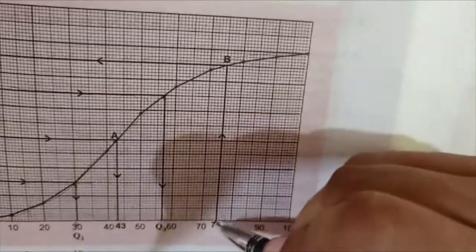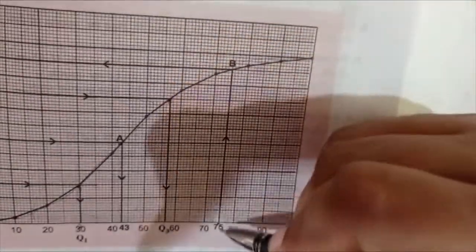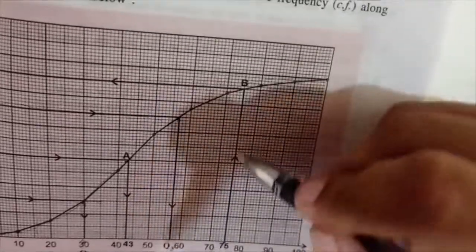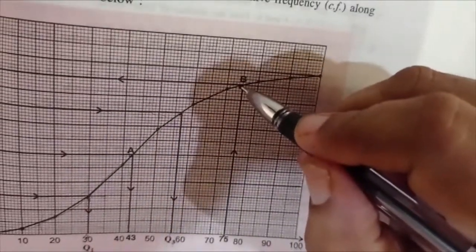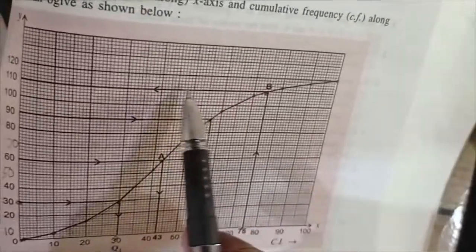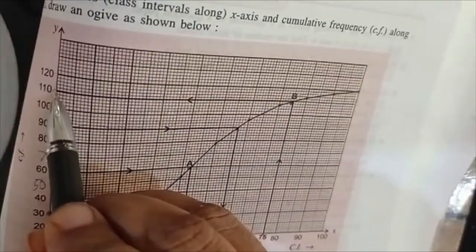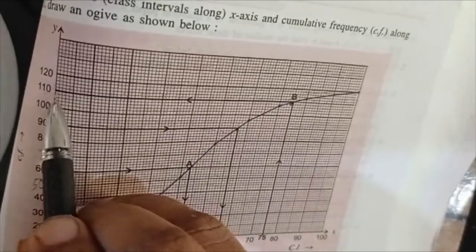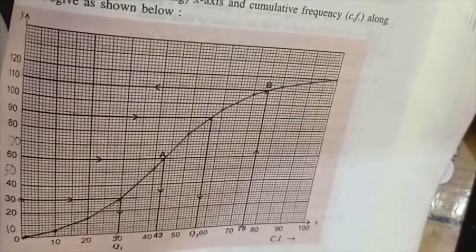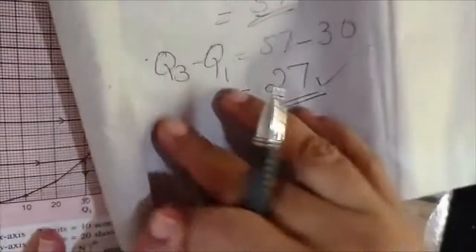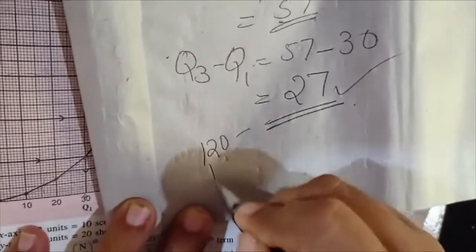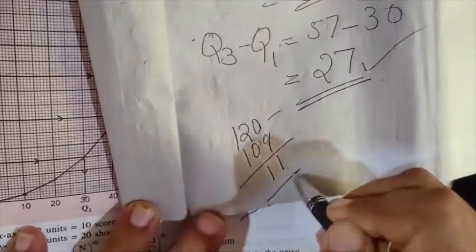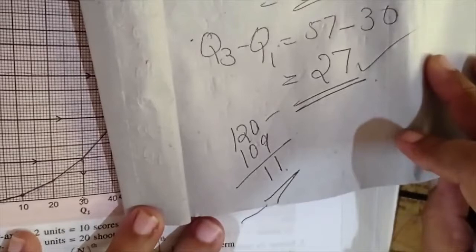From that 75, draw a vertical line first. In all the other cases, you draw the horizontal line first, but here, you draw the vertical line. The vertical line will touch your ogive at a particular point. From that point, draw the horizontal line. That will reach the point, I think 109 is the answer. Therefore, above means 120 minus 109. 11 is the answer.